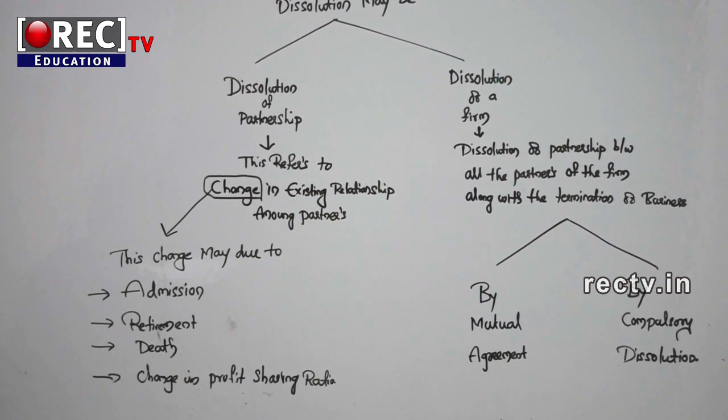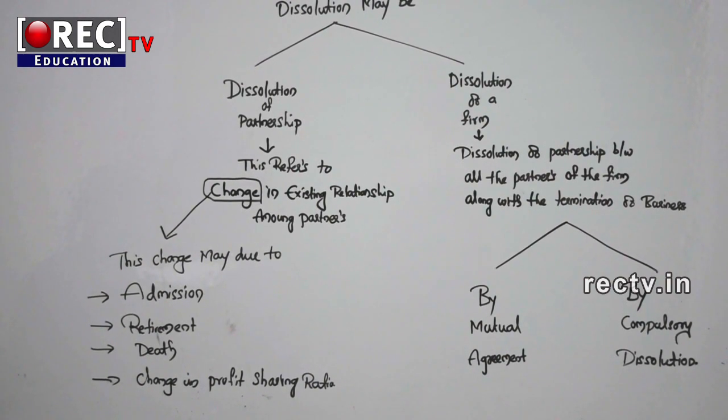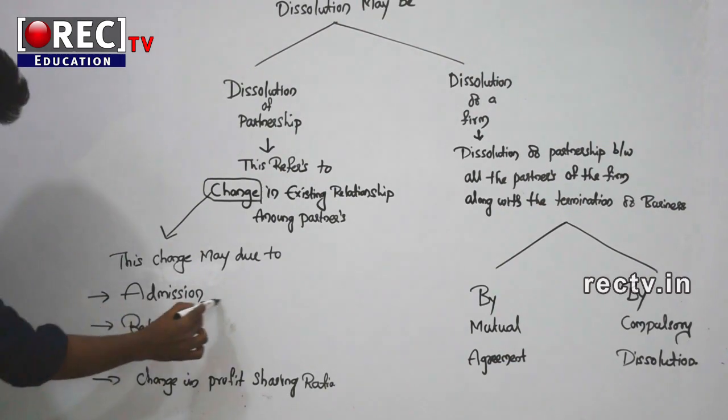And when we come to the dissolution of firm, here it is dissolution of partnership between all the partners of the firm along with the termination of business. Here termination means it is going to end our business. Now dissolution of partnership may occur due to admission, retirement, death and change in profit sharing ratio. Why may a change in existing relationship among partners occur in case of admission?